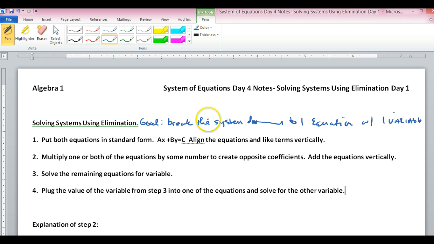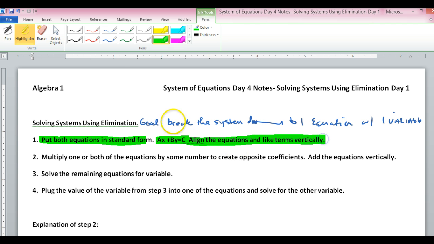The first step is we basically put both equations in standard form, and that's ax plus by equals c. But when we do this, we want to align the like terms vertically. So what do we mean by that? Well, I'm going to have something like 3x plus 2y equals 4, and then I want to have something like 5x minus 3y equals 2. Notice, my like terms and my constants are aligned vertically.